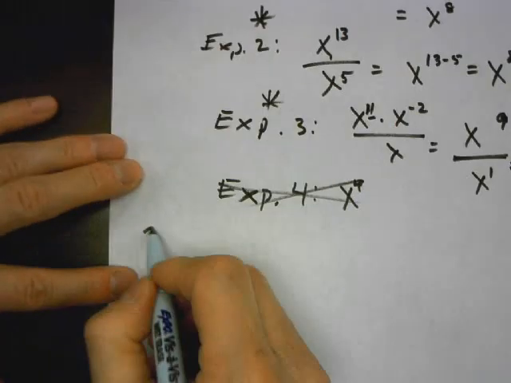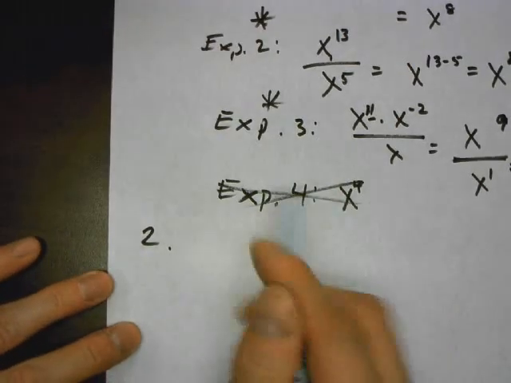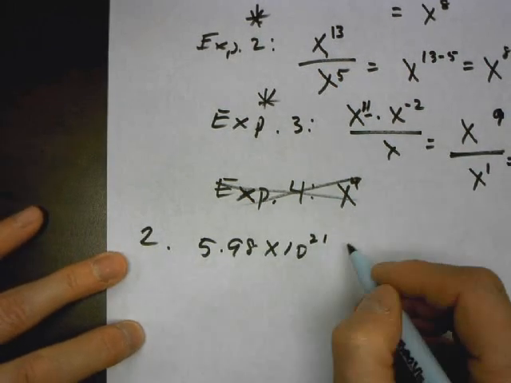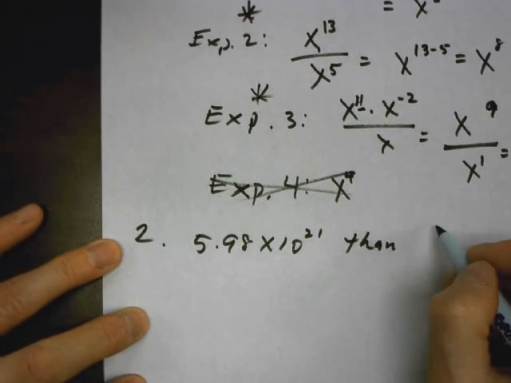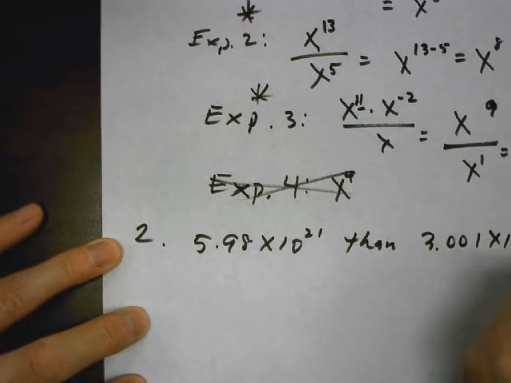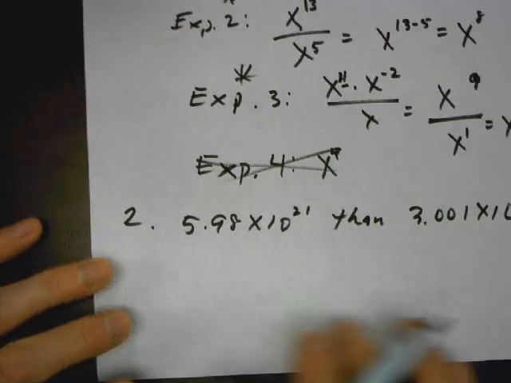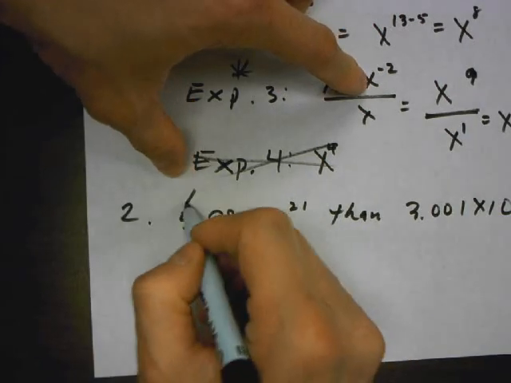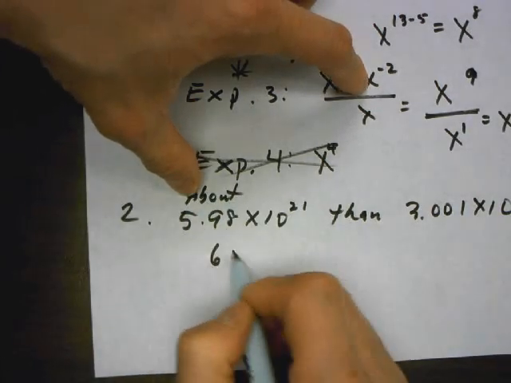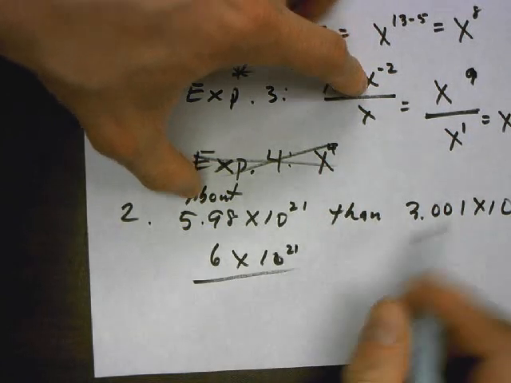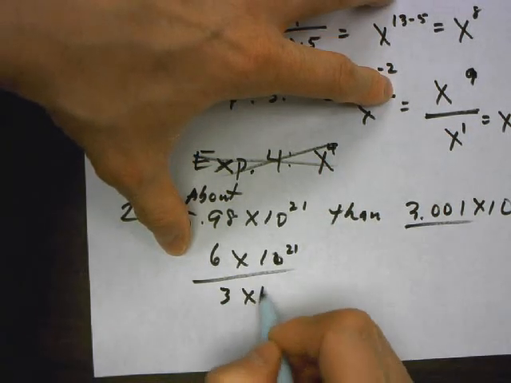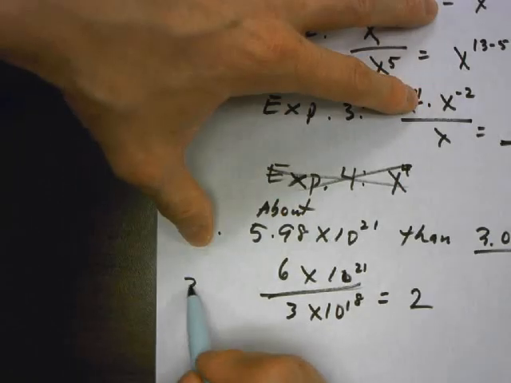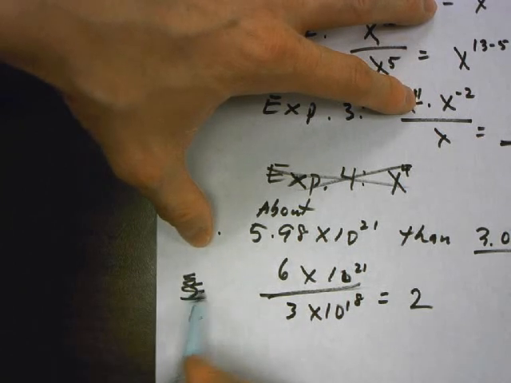Alright, problem number 2 from the study guide. About how many times more is this number than this number? About how many times more is division? So, how many times more is this than this? I'm going to put the bigger one on top, but they say the secret word, which is about, so I get to round. So that's about 6 times 10 to the 21st over about 3 times 10 to the 18th. Now when I divide these two, 6 divided by 3 is 2. Now if it was the other way around, that would be 0.5, so be careful.